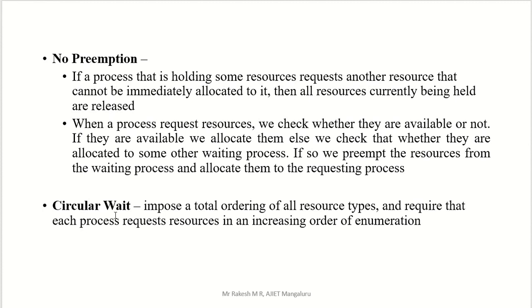Last one, circular wait. Impose a total ordering of all resource types and require that each process request resources in increasing order of enumeration. We can give an example. Consider that process P1 is there. There are four resources: R1, R2, R3, R4, with one process P1. Now consider P1 is requesting R2. R2 is allocated, it is executed, fine.